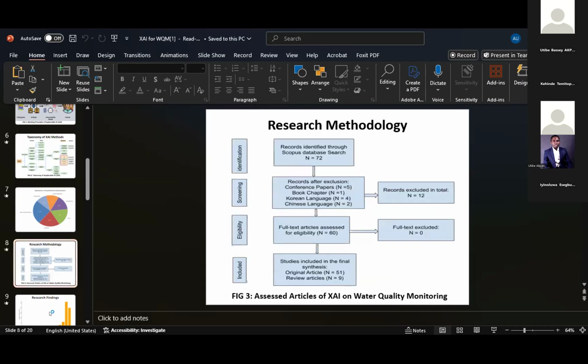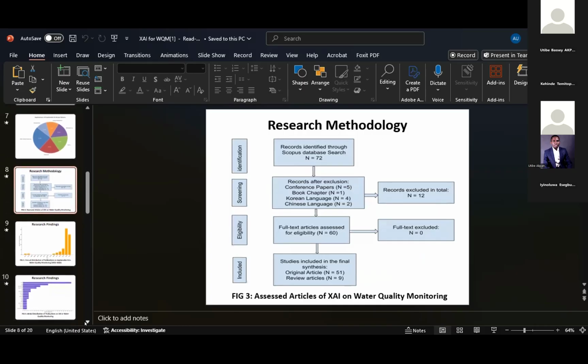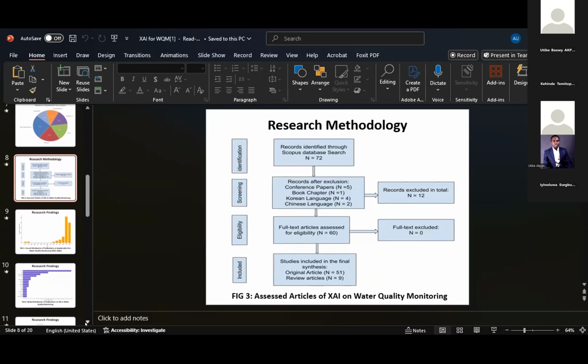Next slide, please. Now, this is the research methodology we used. We used the Scopus database to generate data, and after everything, we got just 60 journal articles that are useful for this research.